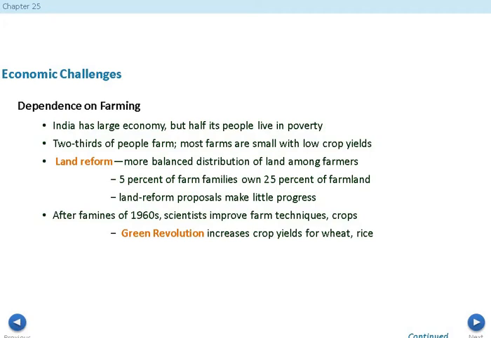So what India does is try to get a land reform, a more balanced distribution of land among farmers. Right now, 5% of the farm families own about 25% of the farm land. And so the idea is pretty simple. They want to distribute the land to the people because then they'll start farming more. They'll start farming better because they're making the money. It's not going to somebody else. Land reform does see little progress.